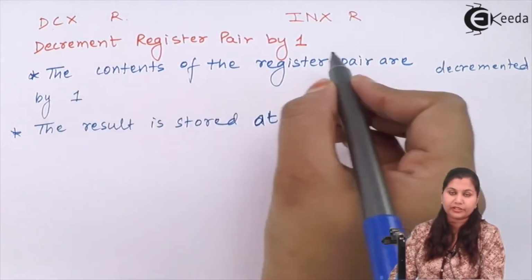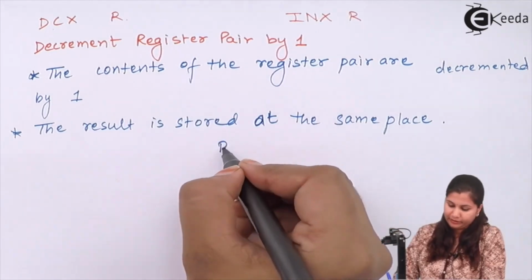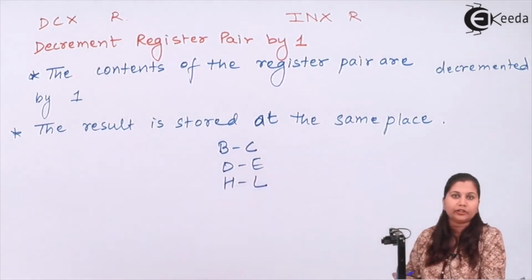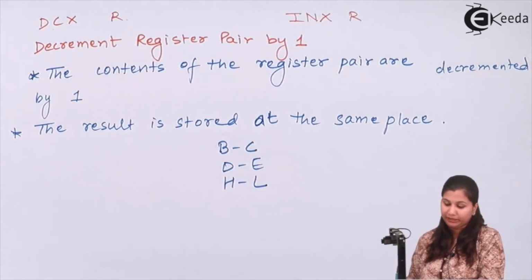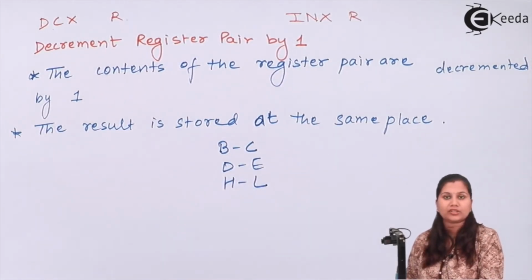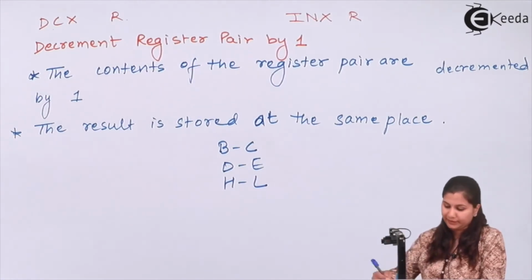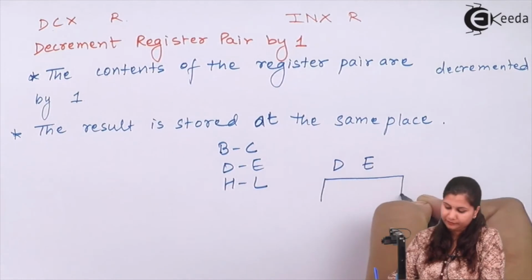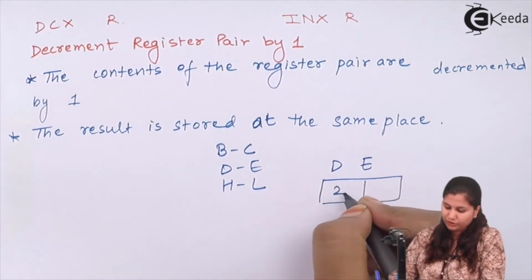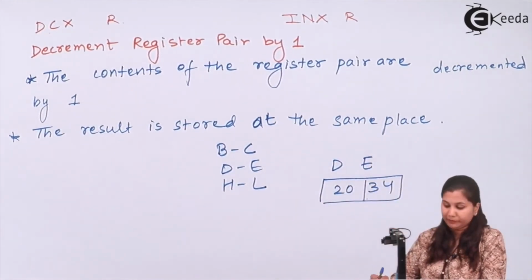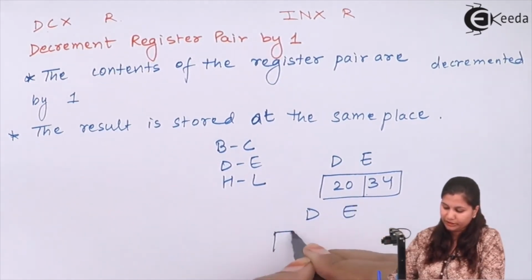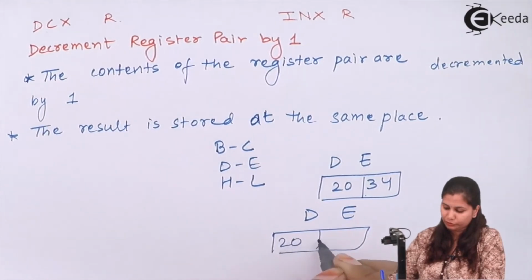So the contents of the register pair will be decremented, like BC, DE and HL. Any of the register pairs can be decremented by 1 and the result is stored at the same place. Now in DE, suppose we have 2034, then it will be decremented by 1. So the new contents of the DE register pair will be 2033.